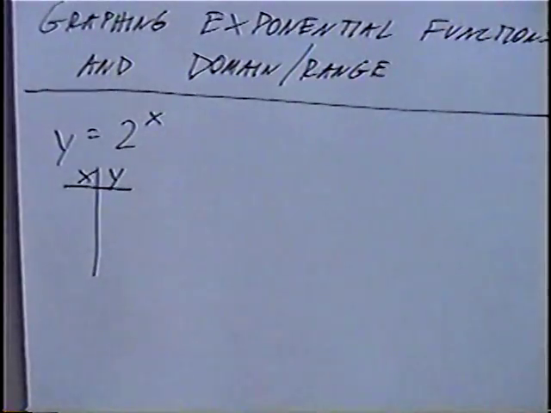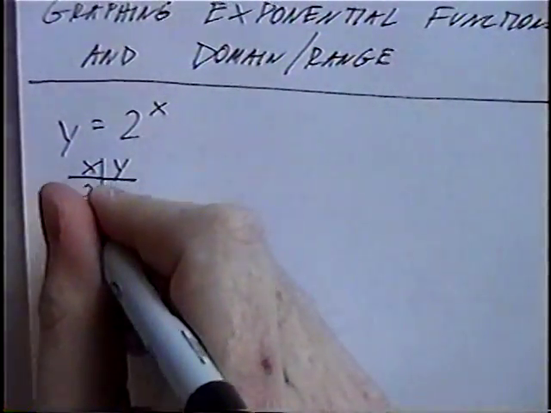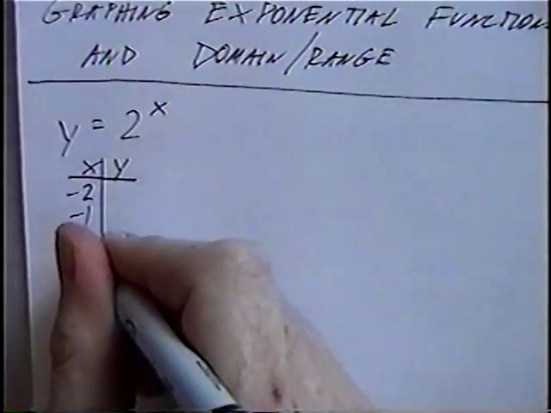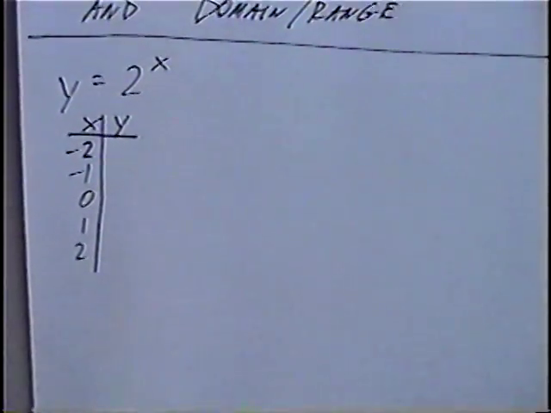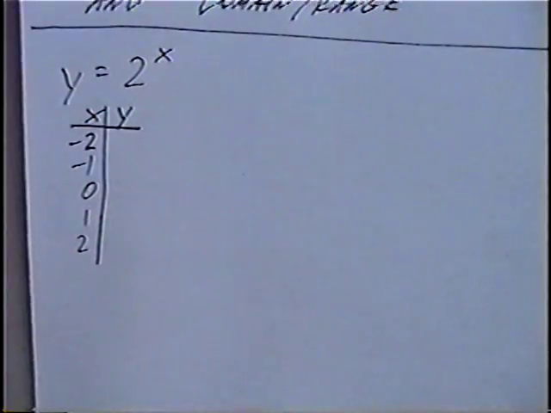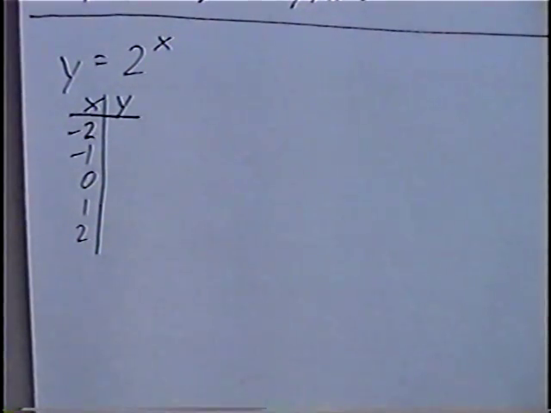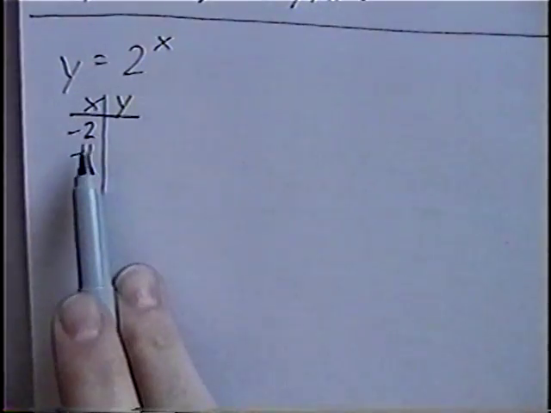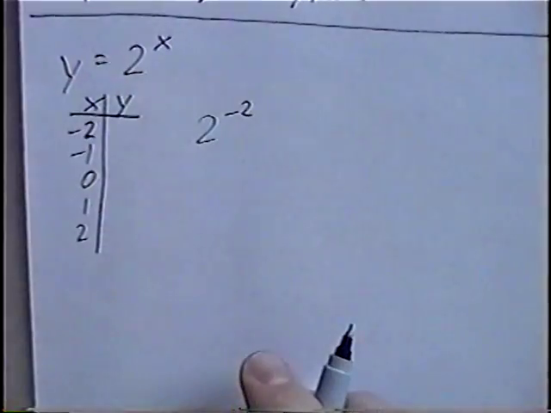You can use any numbers you want on t-tables, but with new graphs, the best numbers to use are -2, -1, 0, 1, and 2. This will give us some negative numbers, some positive numbers, and also the 0 value for x. The first number we'll plug in is -2 for the x value. That would be 2 to the -2nd.